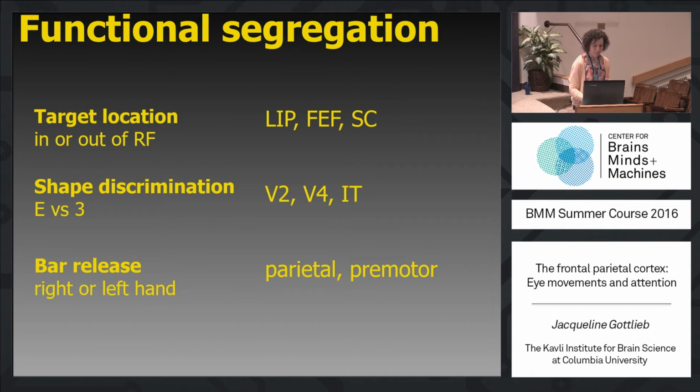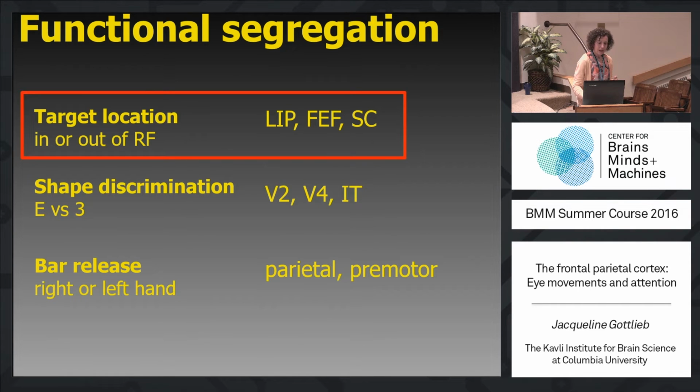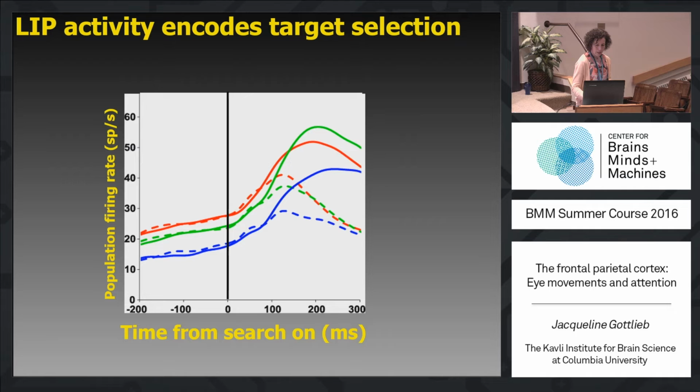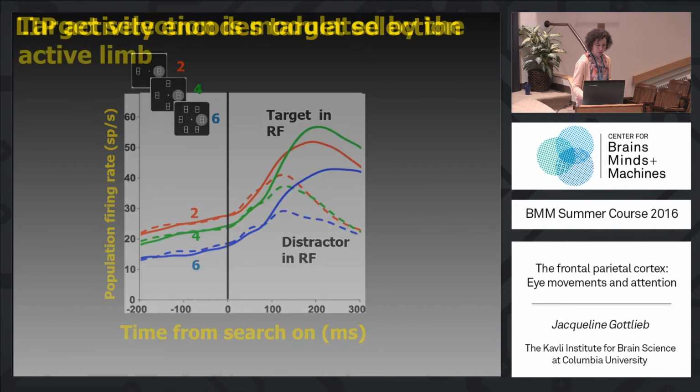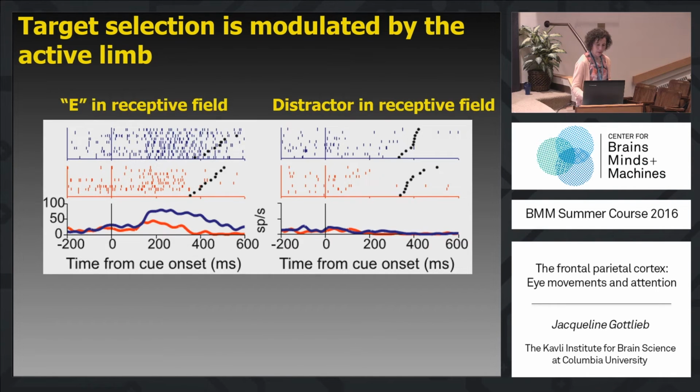Okay? What we found, however, much to our surprise, is that these LIP neurons do have a signal of target location, visual location, but it's modulated by what the monkey is doing with it. It's modulated by the manual release. Okay, so let me just jump to this. This is an example of such a cell.